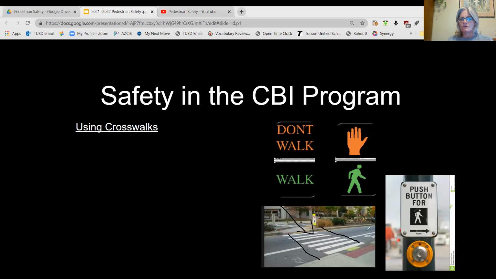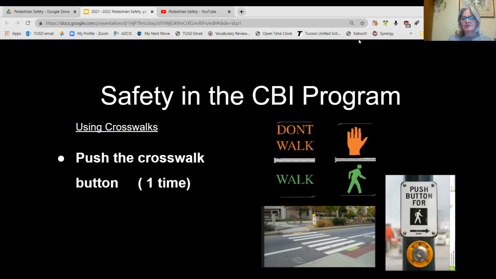And if you notice right here, this is another way we stay safe. We push the button. That'll make the sign stop and let us go forward. Push the button one time, you don't have to go boing, boing, boing. Just push it once, it'll work.